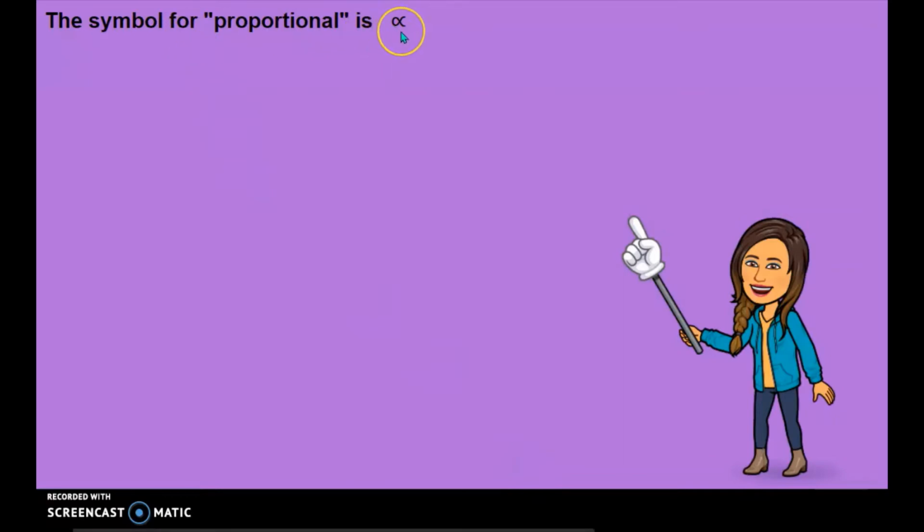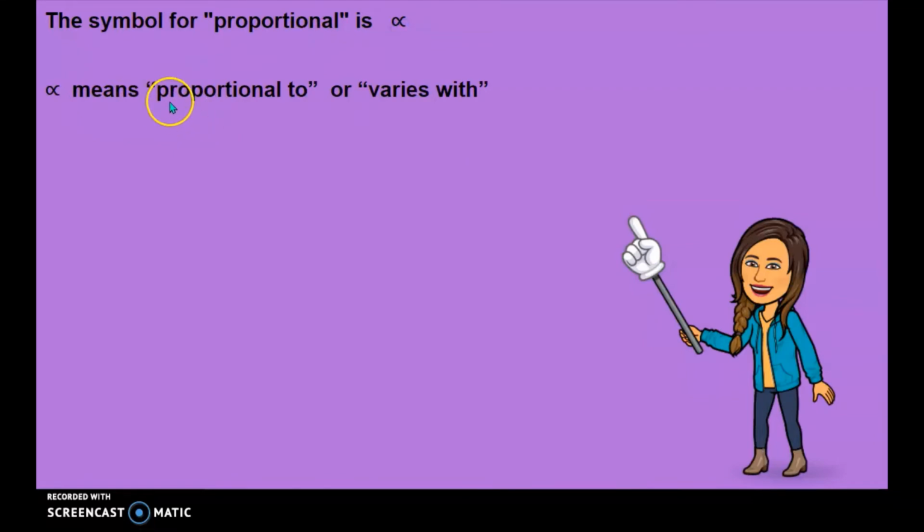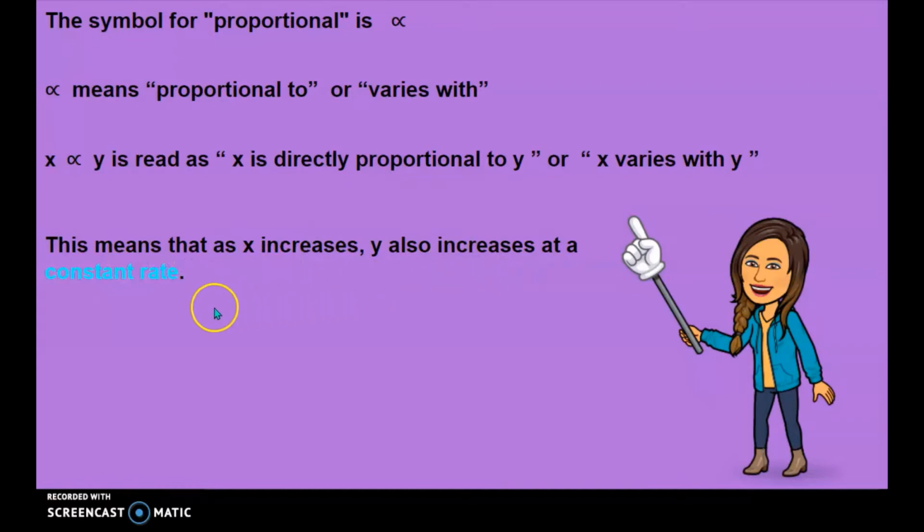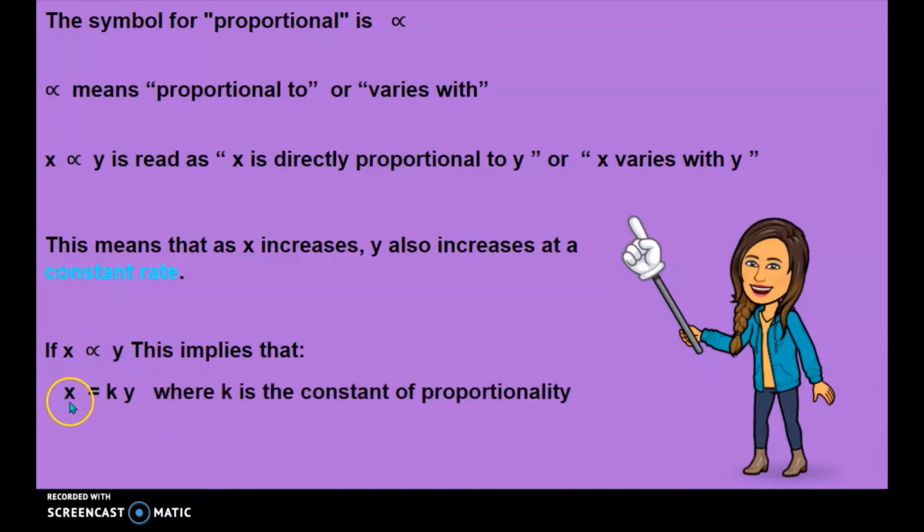This is a symbol for proportional. It means proportional to or varies with. This is read as X is directly proportional to Y or X varies with Y. This means that as X increases, Y also increases at a constant rate. If X varies with Y, this implies that X is equal to KY, where K is the constant of proportionality.